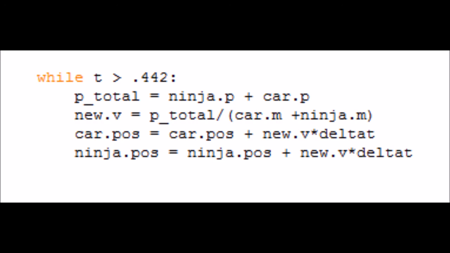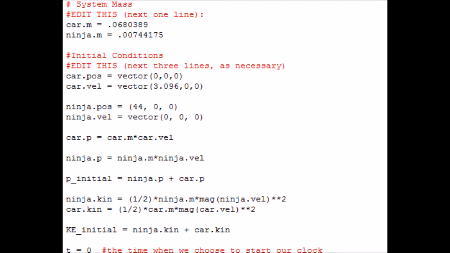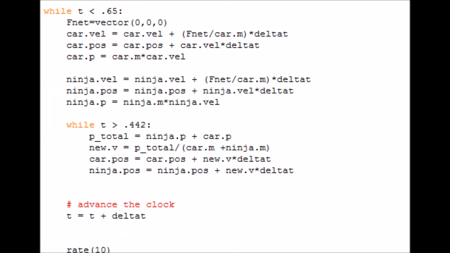This can be seen in the code. The initial conditions are shown here. Velocity was calculated by taking the change in position over the change in time. Energy was calculated using 1/2 mv squared, and then adding both of the kinetic energy of the ninja and the car together to get the total kinetic energy.